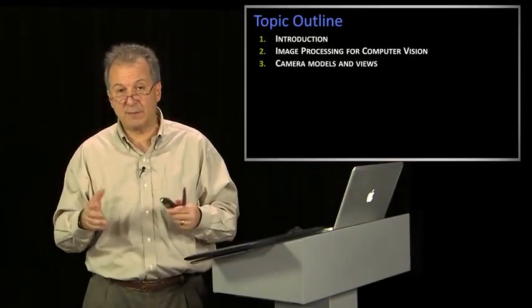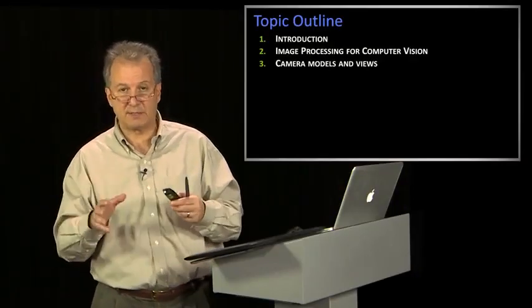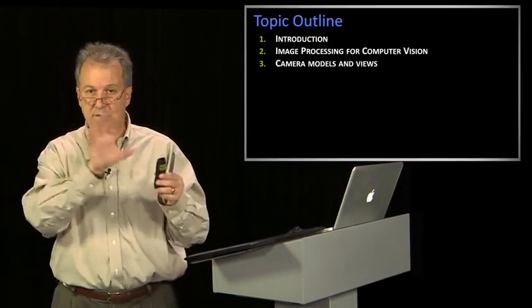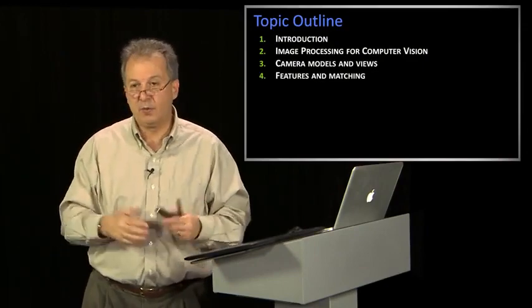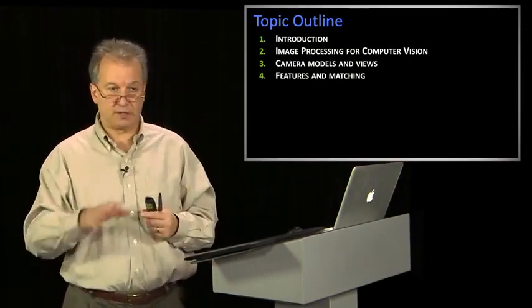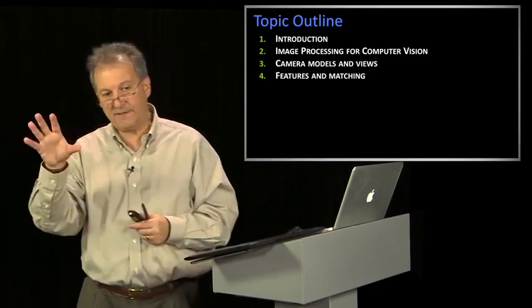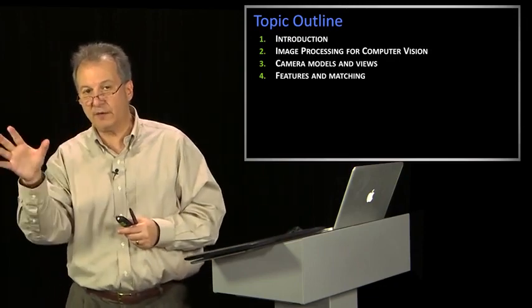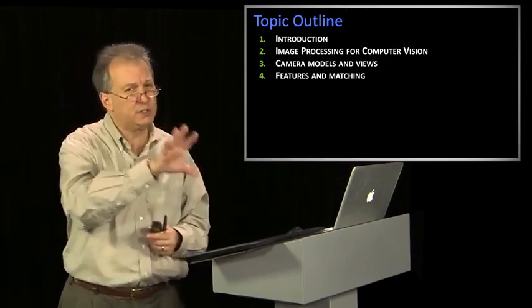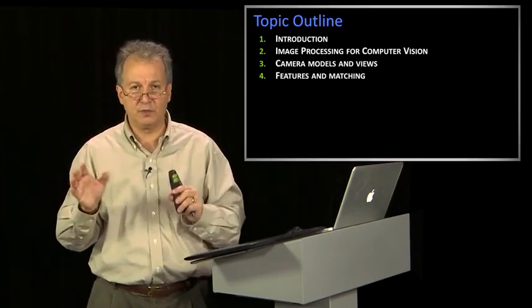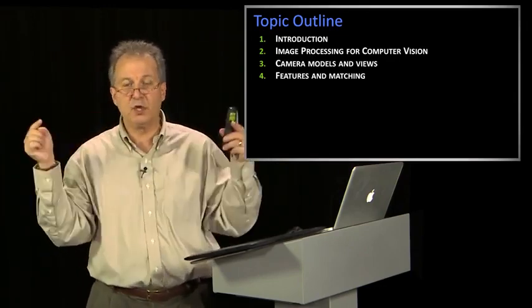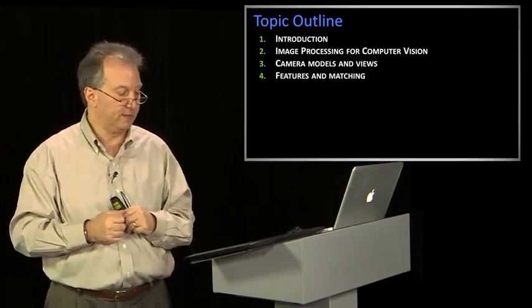Then we'll talk about the geometry of cameras and camera models, and what happens when you have multiple views and how you can relate them to each other. We'll get down in the image and talk about features, computing something about one image and figuring out where in the other image those same points occur. Because once you can do that, there's a lot you can do in terms of transforming images or computing geometry between them.